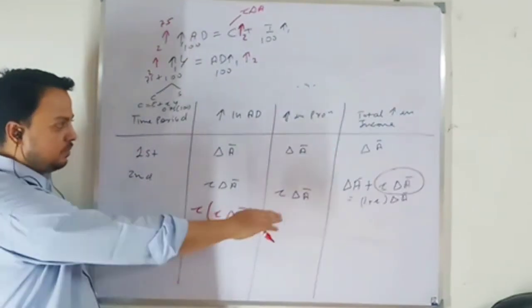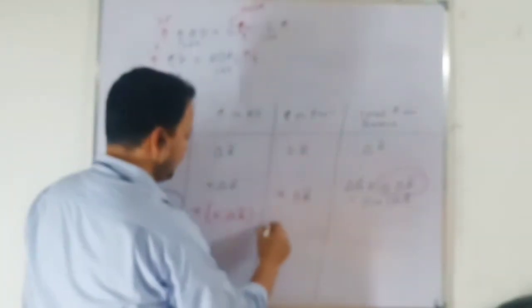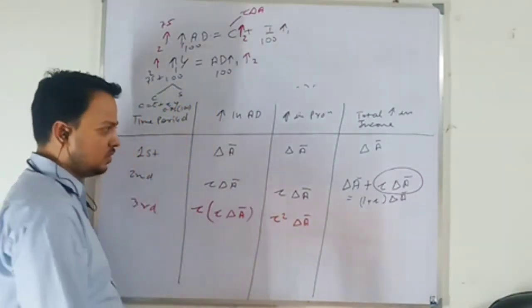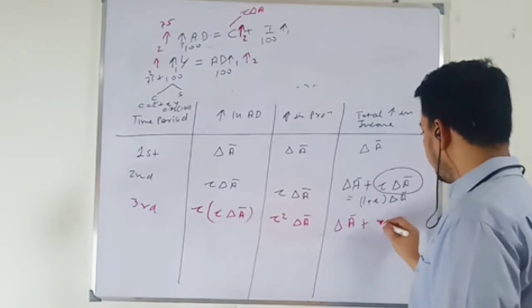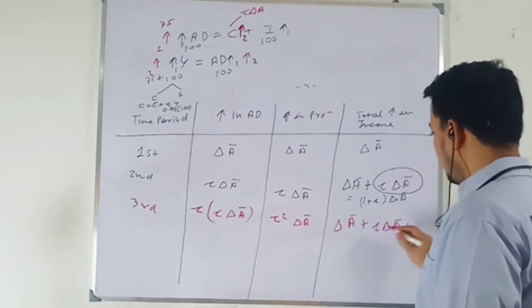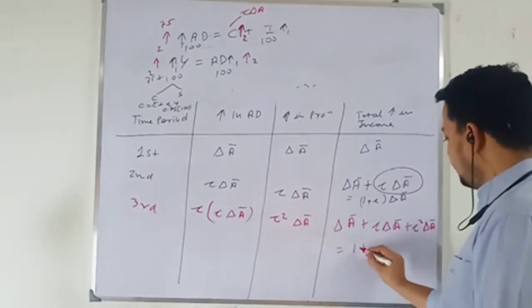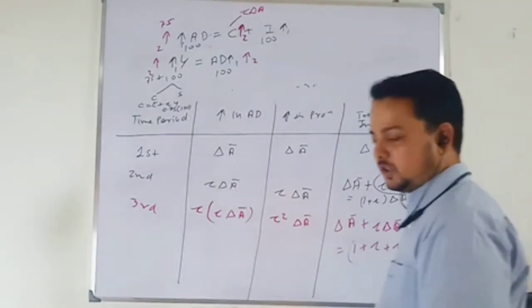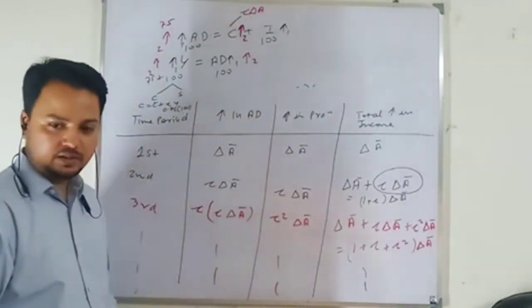Next, in the third round, this is the increase in aggregate demand, so your production has to be increased by this much. I write directly c square delta A bar. So your increase in total income will be delta A bar plus, in the second round, this much, and in the third round c square change in A bar. So this is 1 plus small c plus c square times change in A bar. This process will continue infinitely until the multiplier value is realized.